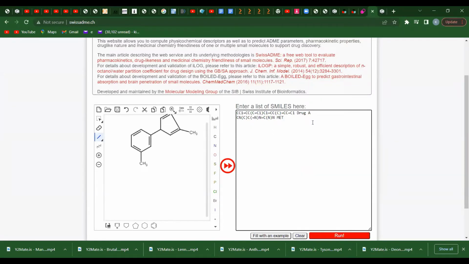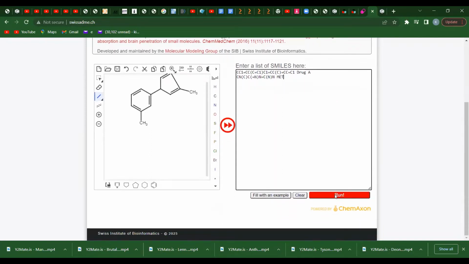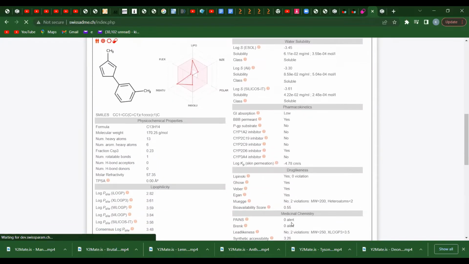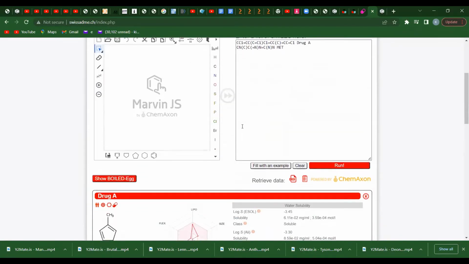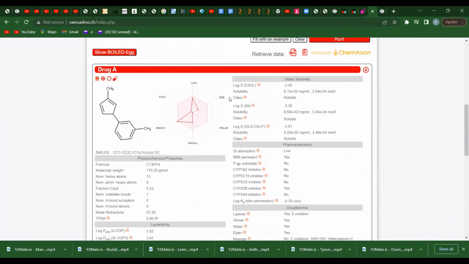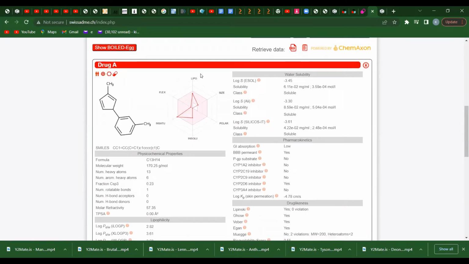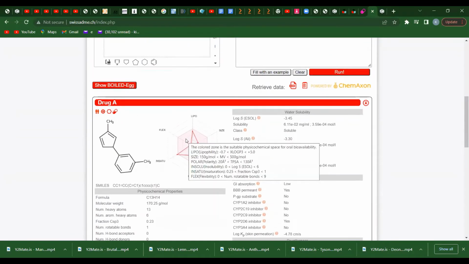So on this platform, you can put as many smiles as you want to put. Just put them there and give them their respective names. Come down and click on this red button, run, and give it time. Can you see it's running now? So this is the predicted pharmacokinetic property of drug A. Can you see my screen? This is drug A, right? This is our metformin. Now, you may be asking yourself, what is this?